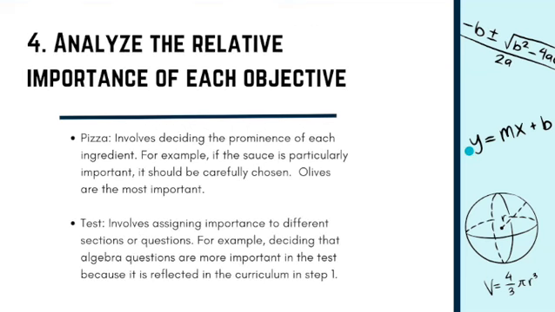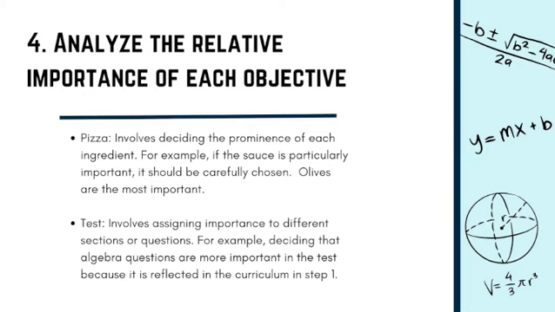And here we come to the fourth part: to analyze the relative importance of each objective. So in pizza, this involves deciding the prominence of each ingredient. For instance, if the sauce is particularly important, it should be carefully chosen. Olives to me are the most important, so we should have a whole lot of that on our pizza.